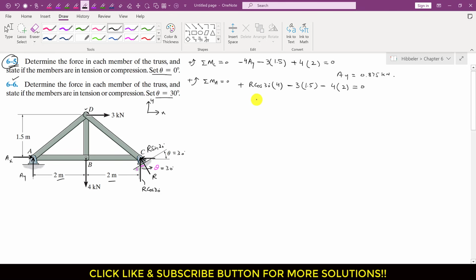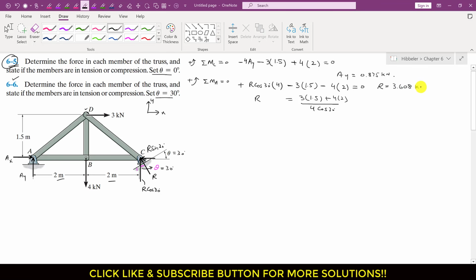So from this we can write that r cos of 30 degrees, or we can say that 4 r cos of 30 degrees is equal to 3 into 1.5 plus 4 into 2, and if we divide both sides by 4 cos of 30 degrees, we will get that r value. So when we solve this, r equals to 3.608 kilonewtons, right?